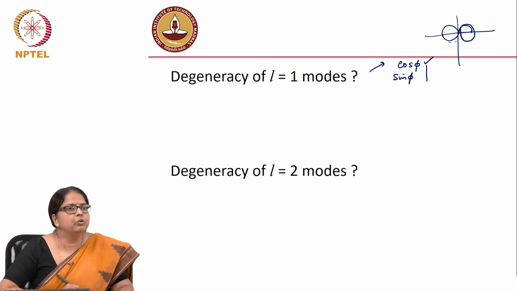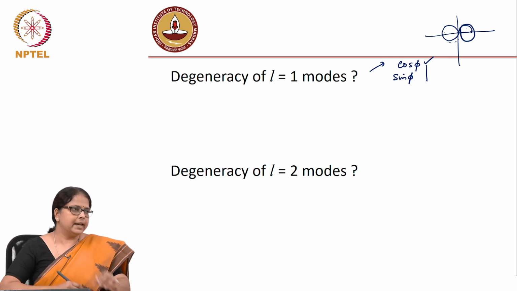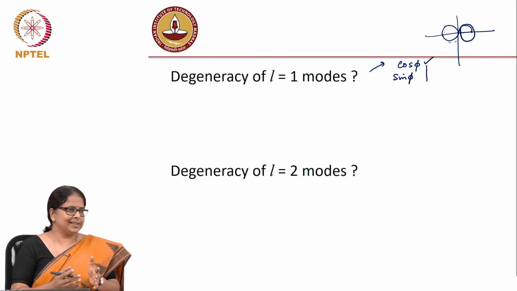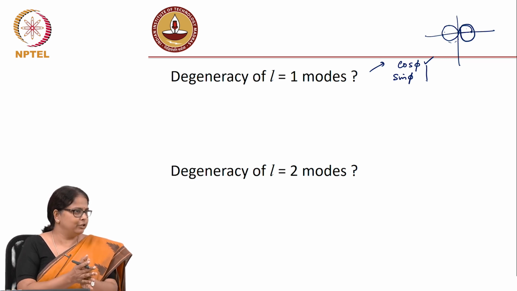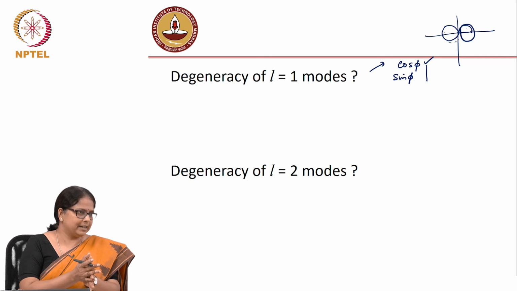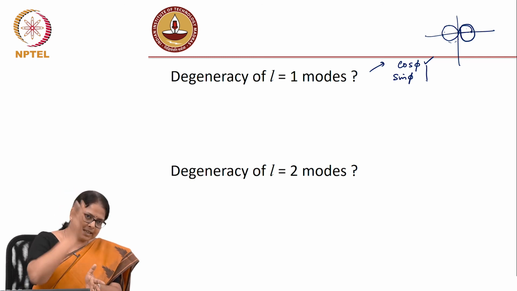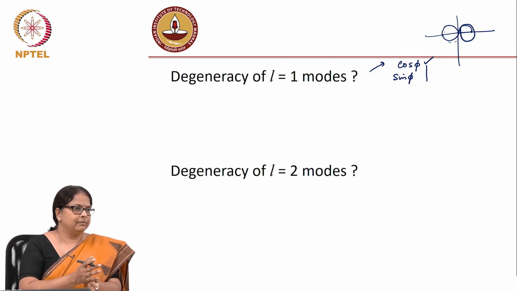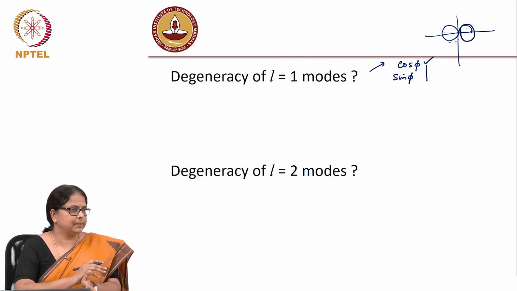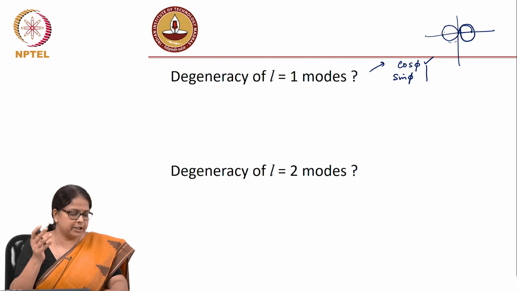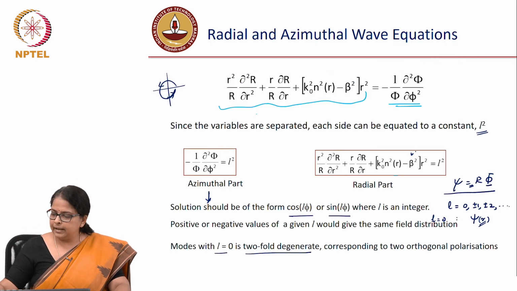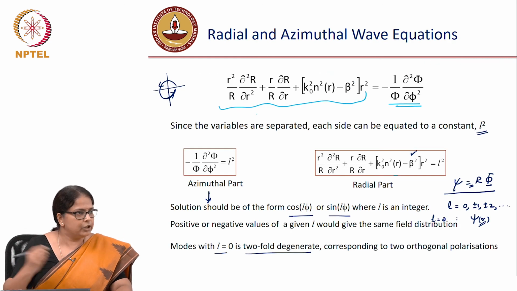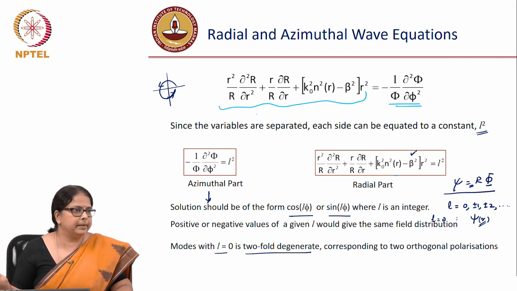What about L equal to 2? Again I repeat, 4-fold degenerate means there are 4 possible solutions for my electric field, which will give you the same beta, the same propagation constant, because the propagation constant is defined by the radial part, and we are not solving the radial part. Irrespective of the radial part, we are getting the phi part.